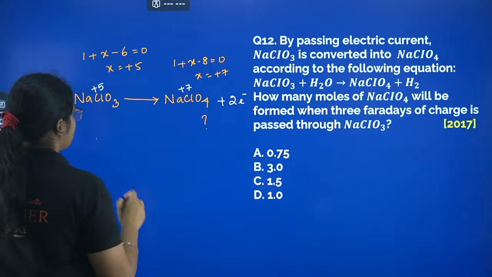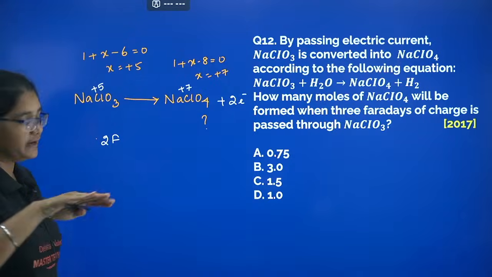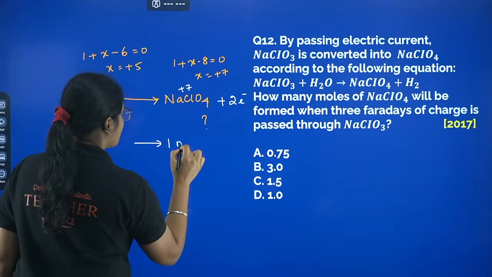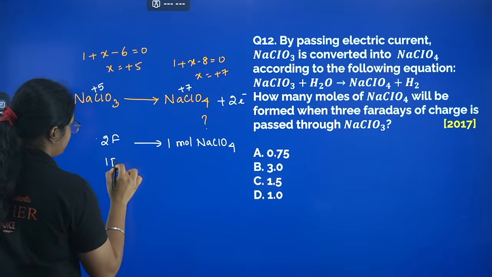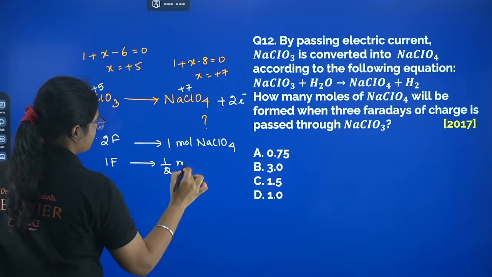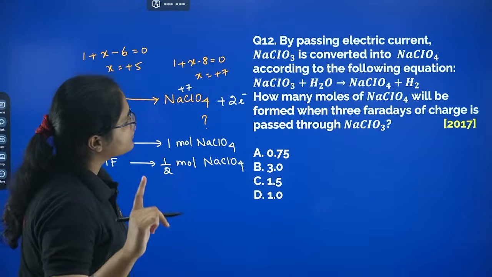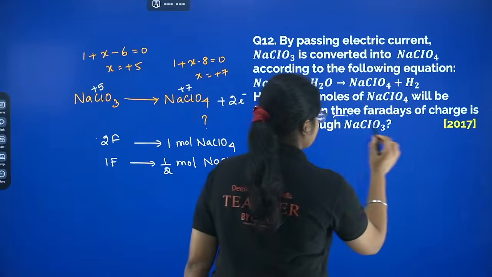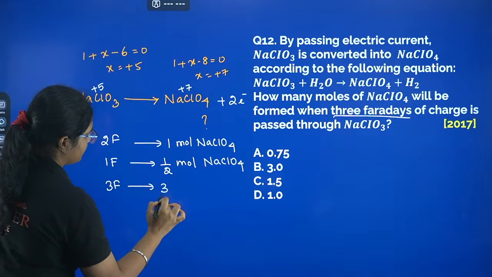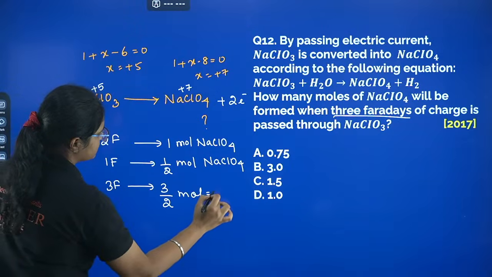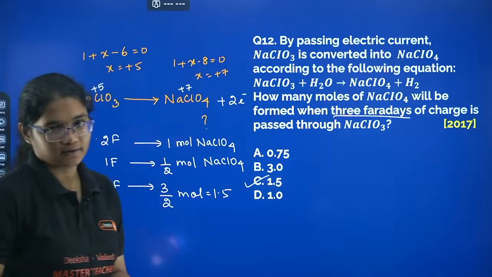Okay, so now see, if you pass 2 Faraday of electricity to this NaClO3, you can produce 1 mole of NaClO4. Okay, now if you pass 1 Faraday, then you will get 1 by 2 mole. Now if you pass 3 Faraday, so for 1 Faraday you are getting 1/2 mole. For 3 Faraday you will get 3/2 moles. Okay, 3/2 moles is equal to 1.5, right? So 1.5 has to be option number C here. Clear?